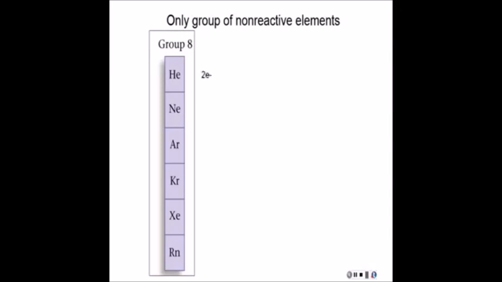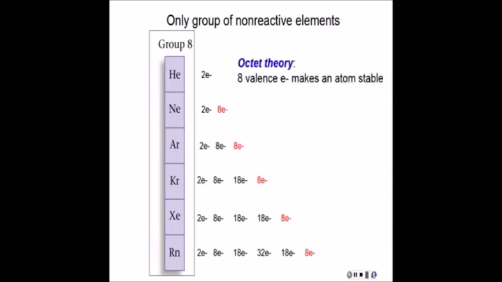Now if we take a look at the electron arrangements, we'd see it going like this. Helium with 2, neon with 2 and 8, argon 2, 8, 8. And if we look at the rest of them, you notice that they all end with 8 valence electrons except for helium. Because of this, this gave rise to the octet theory, which stated that 8 valence electrons must make an atom stable, because the only elements that are stable, which means non-reactive, in their natural state are the noble gases.